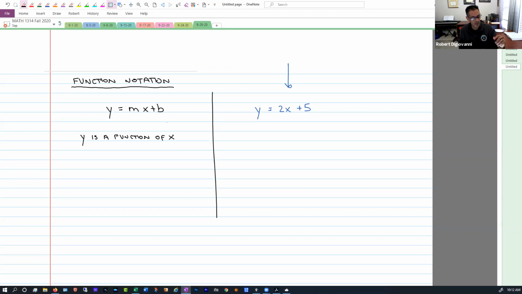So what we do is we change the notation. Okay, so this is all about notation. What we do is instead of writing y on the left-hand side, we change that over to an f and then in parentheses an x.